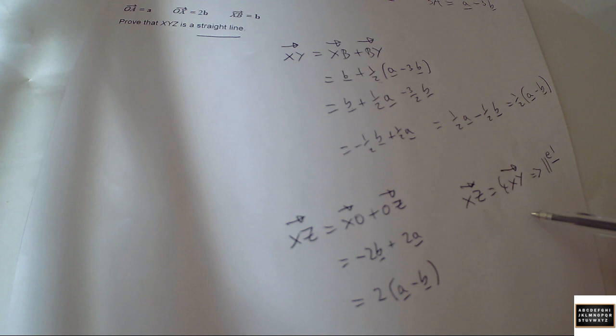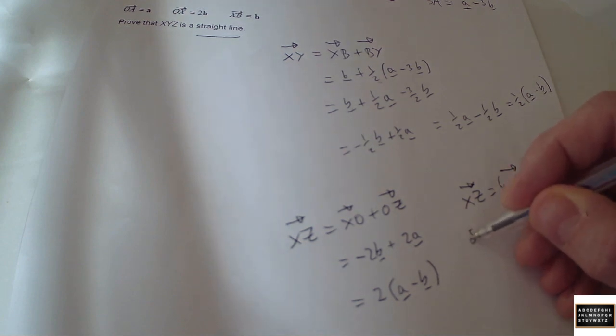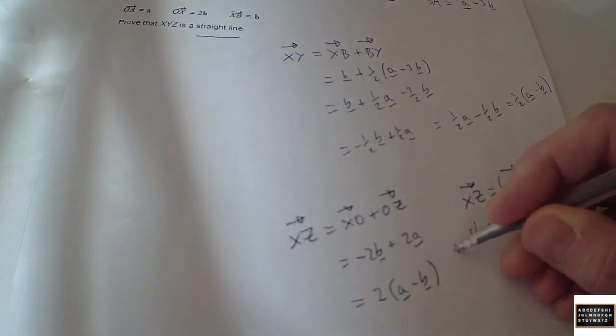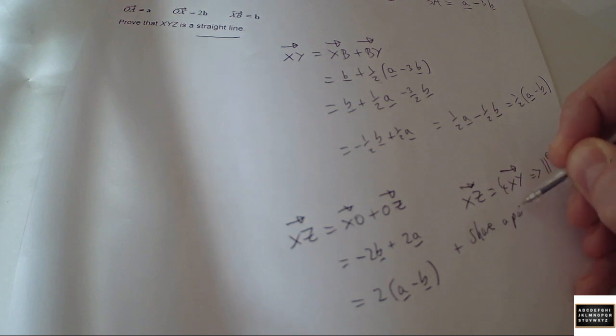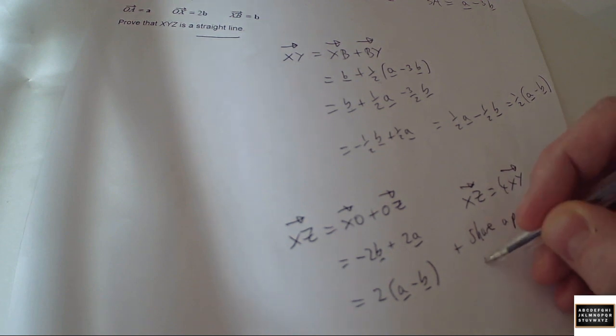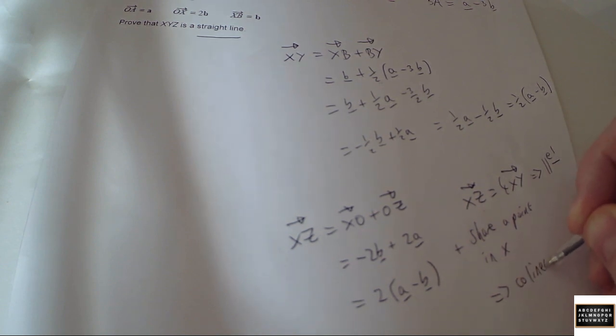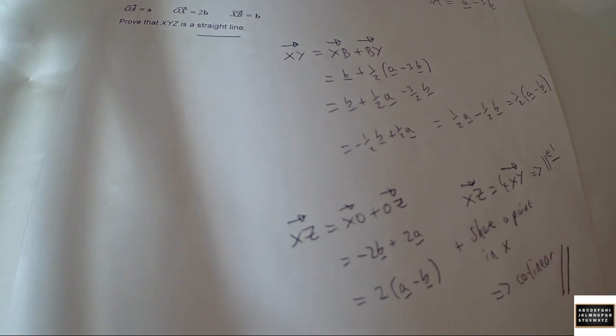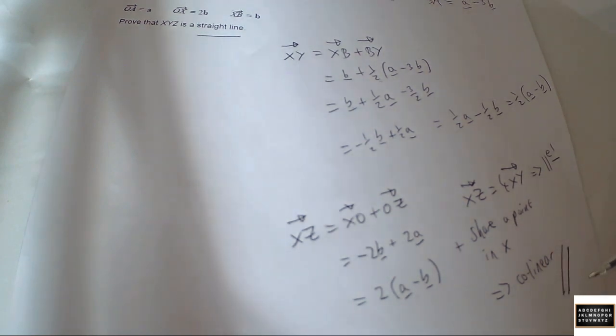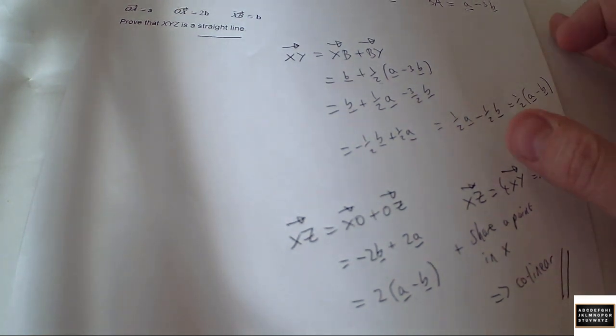What also we're going to say is because they share a point, X, that must imply that they are indeed collinear or on a straight line. So we're going to show that that's collinear and put that we've shown that, that's proved.